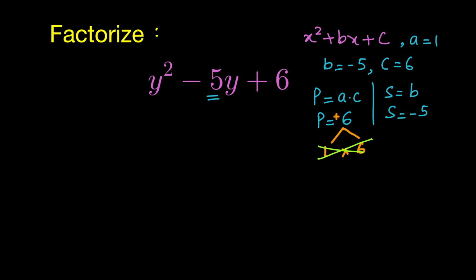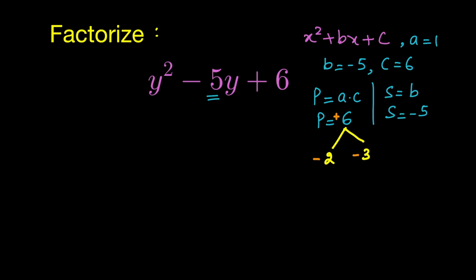So 6 can be written as 2 times 3. So 2 times 3 is 6, it works. But we want the sum to be -5, whereas we are getting the sum as +5. Since we want the product to be positive, we can put minus for both, because we know that when we multiply two negatives, the answer will be positive. And when we add them, we get -5. That means these terms will work.